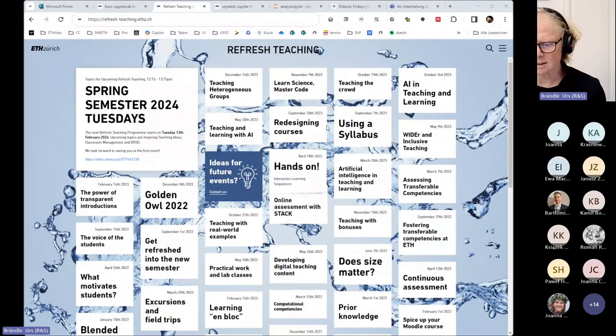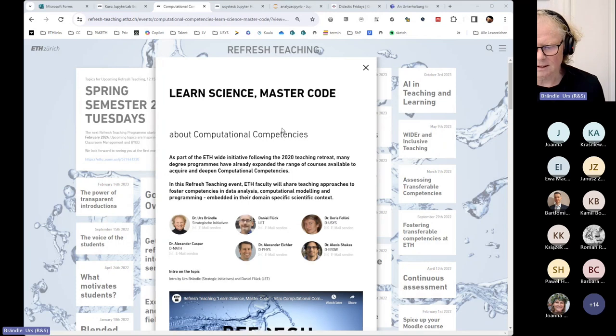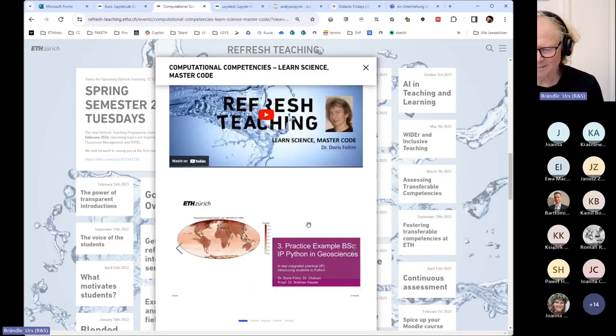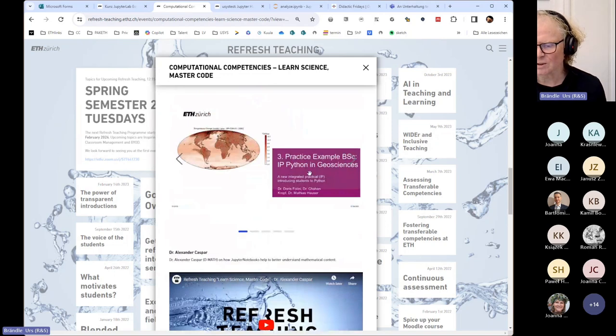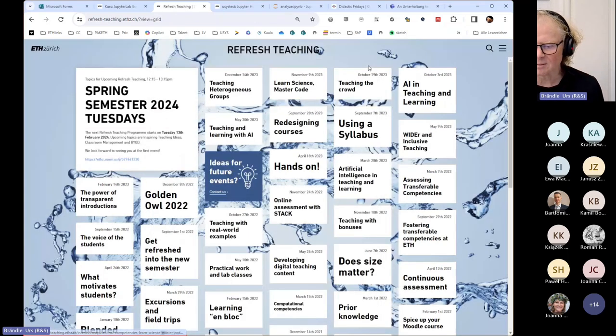If you look at the website, it's actually organized like that. You can click on it, and then you go to the, can you see the pop-up? Yep. Okay. Learning Science Master Code. So then you see all the videos and you see the slides. Some of them are familiar, not all. And there's also, in this one, examples of how people used it embedded and at very different levels, first semester and so on. And of course, there's many other things that are interesting maybe to you. Of course, we have this AI and teaching and learning stuff now, so you're invited to also look into that.